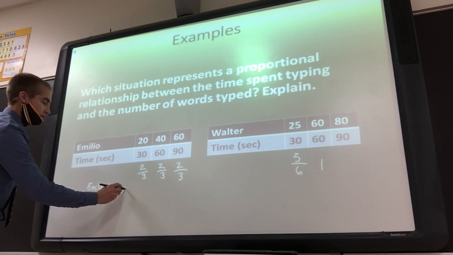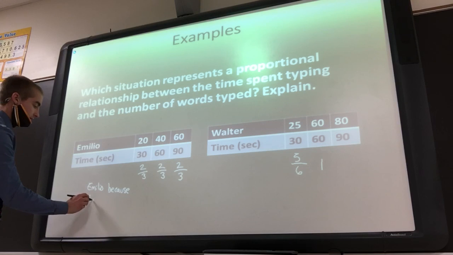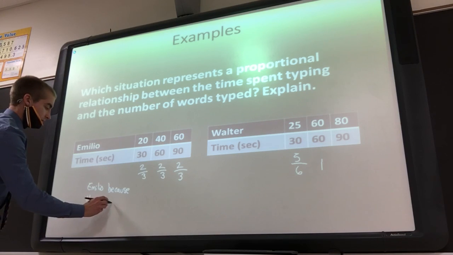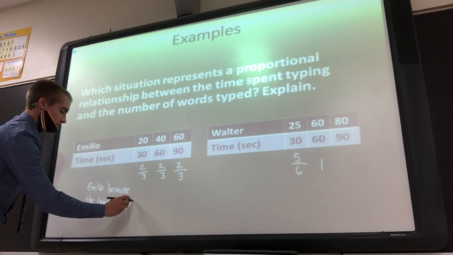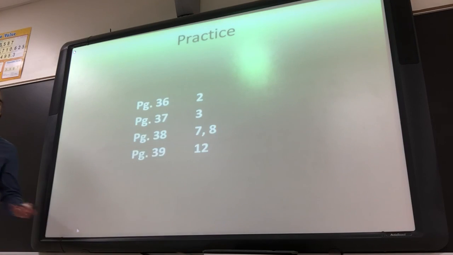And make sure you explain what would be a reason it's proportional. Because what? Because the ratios are constant. Good. All right, so any questions there? Just a continuation of what we talked about yesterday. So a few more questions to be working on today. So kind of putting everything together with proportional relationships and looking at all types of questions for these.